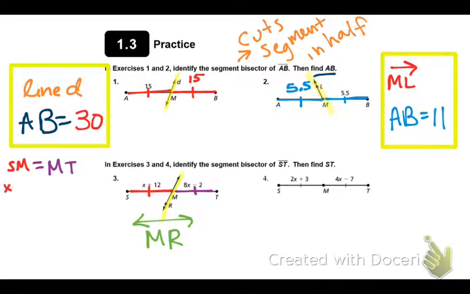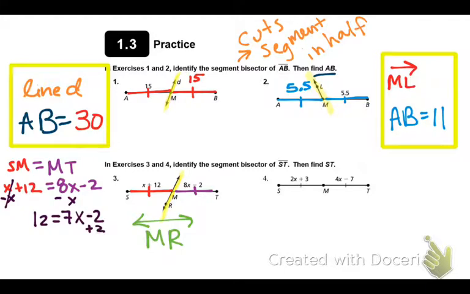What is the length of SM? x plus 12. And the length of MT? 8x minus 2. So we're going to solve. What's the smaller x? Just the x. How do I move positive x across the equal sign? Subtract it. So 12 equals 7x minus 2. I want to get 7x by itself, so what do I need to do? Add the 2. So 14 equals 7x. Divide by 7, and x equals 2.